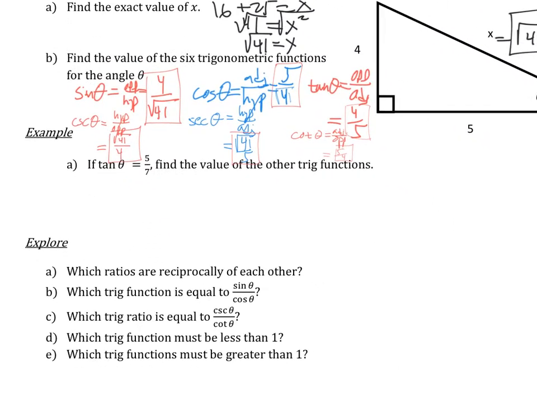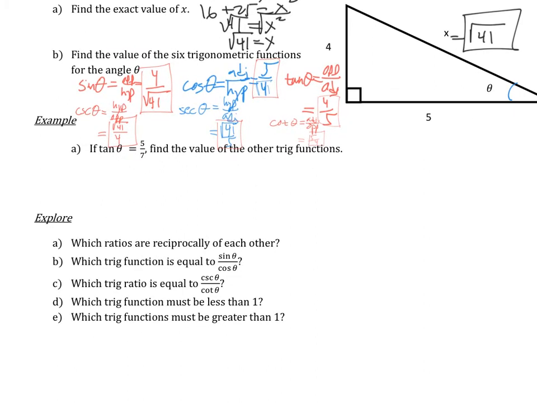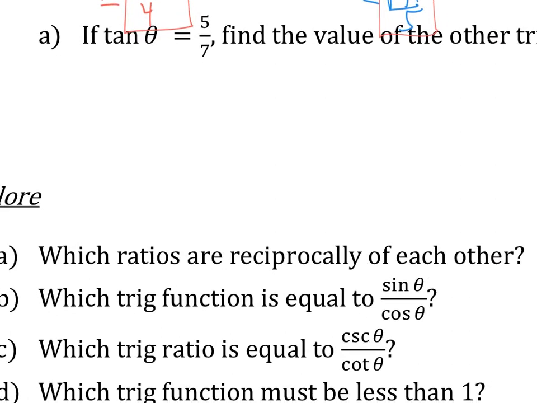What if we know the tangent of a triangle, or an angle specifically, and we want to find the other 5 trig functions here? Well, we're told that the tangent of an angle here is 5/7. What is tangent? Well, by definition, tangent is opposite over adjacent. Okay, so if that's opposite over adjacent, then that's 5/7. That tells us something about our triangle. And we can draw a triangle here.